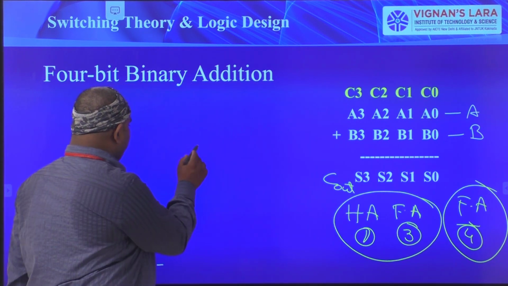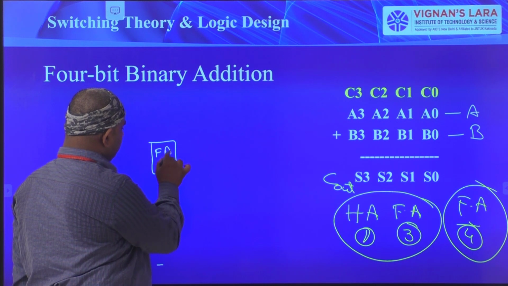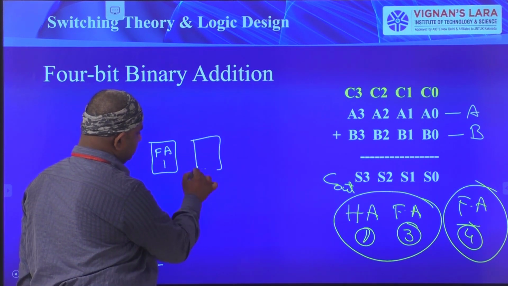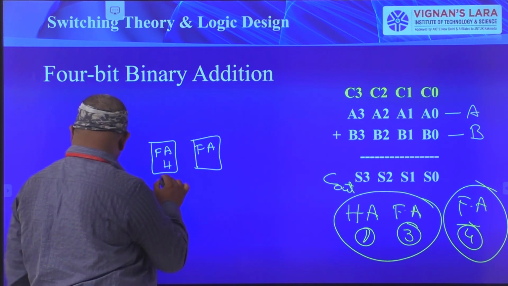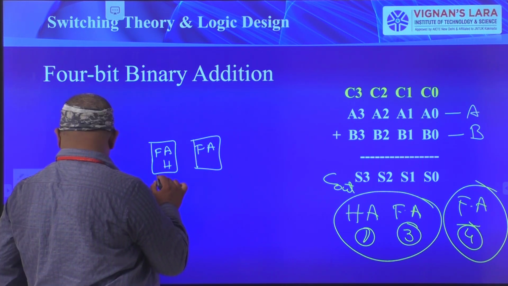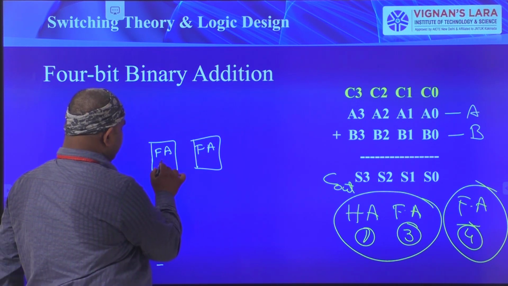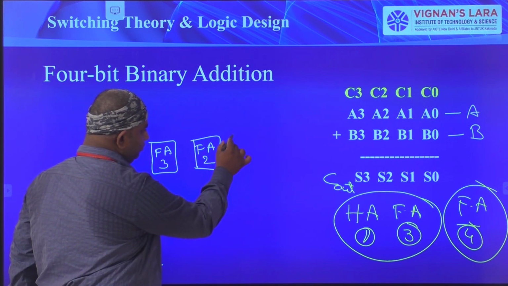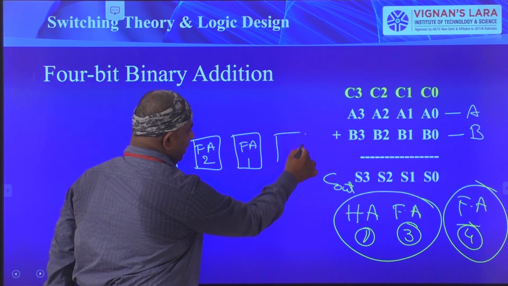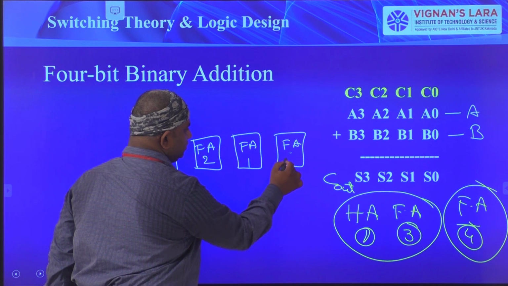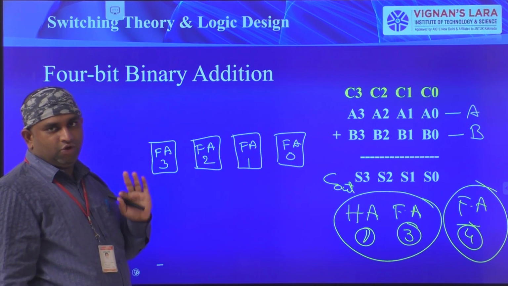Now I am drawing 4 full adders. So full adder 0, full adder 1, full adder 2, full adder 3. So 4 full adders: FA0, FA1, FA2, FA3.